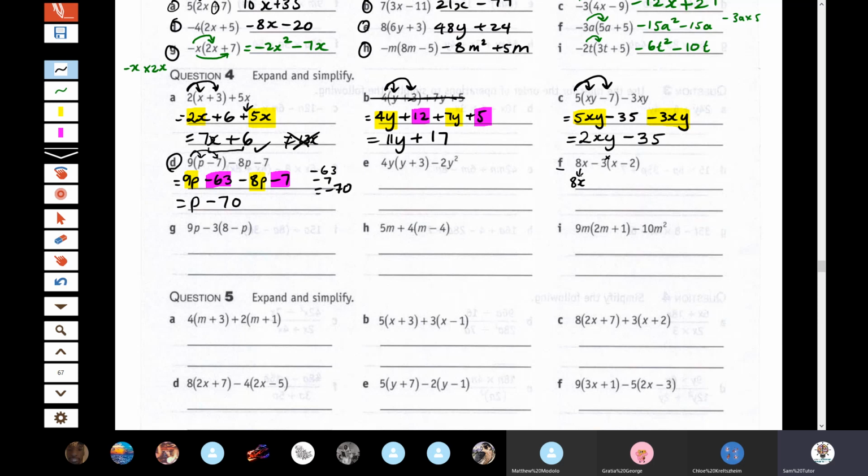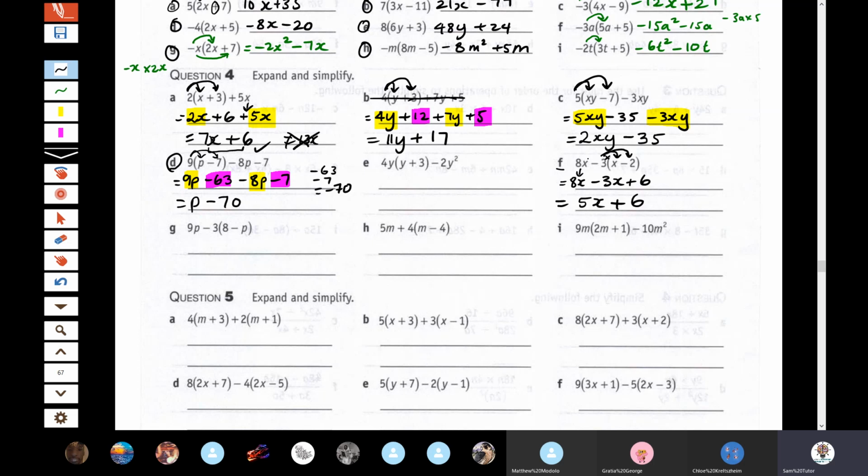So you just leave the 8x, then here. What's negative 3 times x? Negative 3x. What's negative 3 times negative 2? Positive 6. And finish it off. What's 8x take away 3x? 5x. Plus? 6. Done. 8 take away 3 is 5 plus 6.